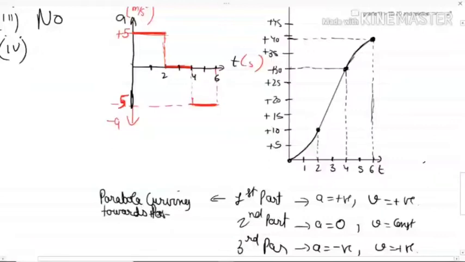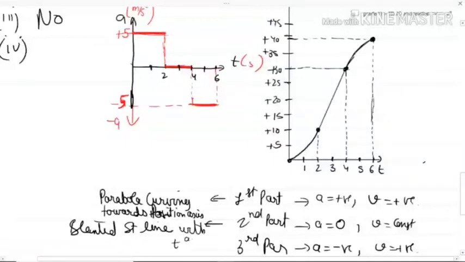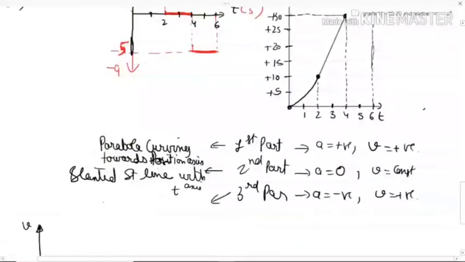Position axis. Straight line, a sloped or slanted line with the time axis. And the third part was again a parabola curving. Please remember, guys, you need to do practice.